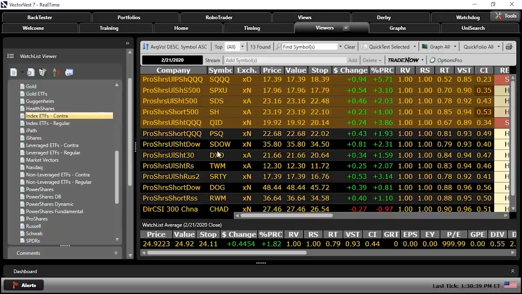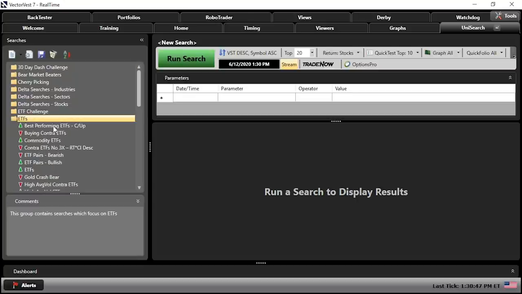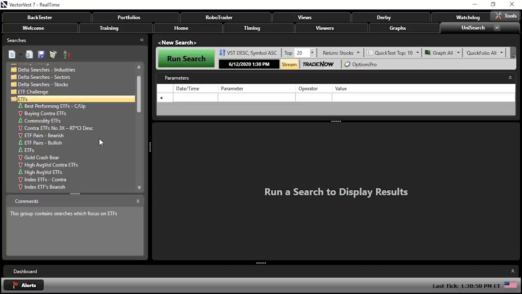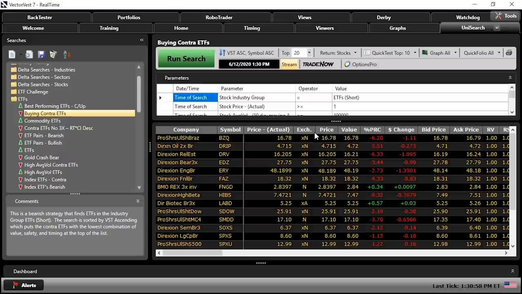If you don't want to have to sort by average volume, let's go up to the Unisearch tool. Within the Unisearch tool, we have a folder called ETFs. How about you want to play the best contras? How about buying contras? Let's run that as of today. So I'm going to double click, run that as of today. Today is Friday. If the market continues to move down on Monday.